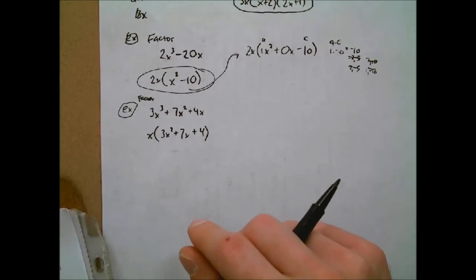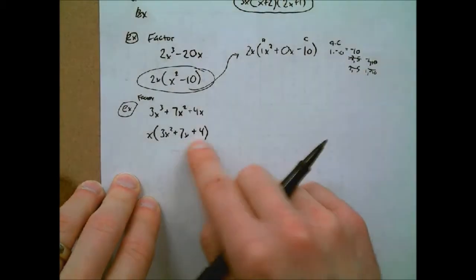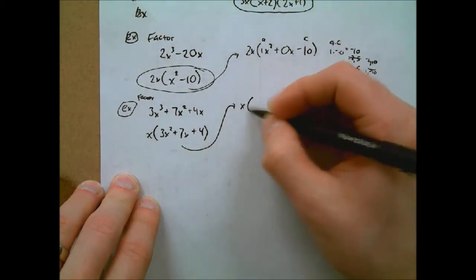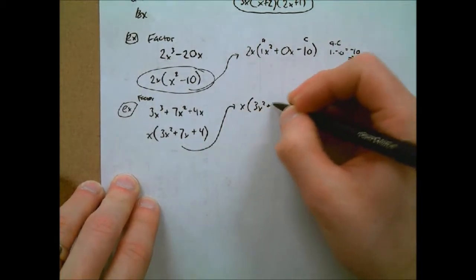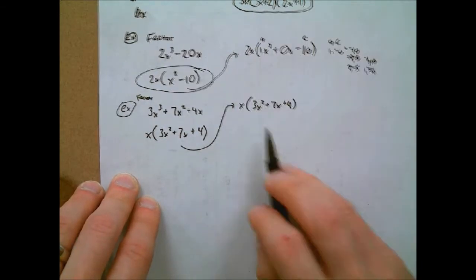Okay? So then, we are left with a quadratic, though. So we got to check to see if this quadratic factors. So let's see here. X, 3x squared, plus 7x plus 4. Let's see if it factors. So Wyatt, in this quadratic, what is our a term?